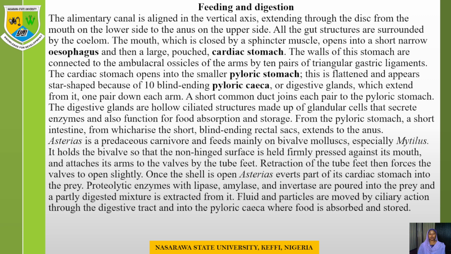The cardiac stomach opens into the smaller pyloric stomach. This is flattened and appears star-shaped because of the 10 blind-ending pyloric ceca, or digestive glands, which extend from it, 1 pair down each arm. A short common duct joins each pair to the pyloric stomach. The digestive glands are hollow, ciliated structures made up of glandular cells and secrete enzymes and also function for food absorption and storage.